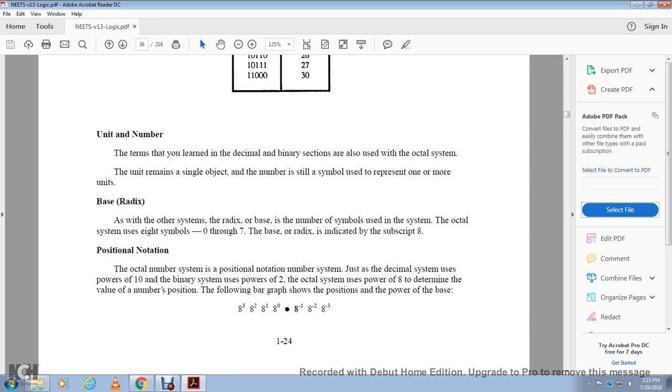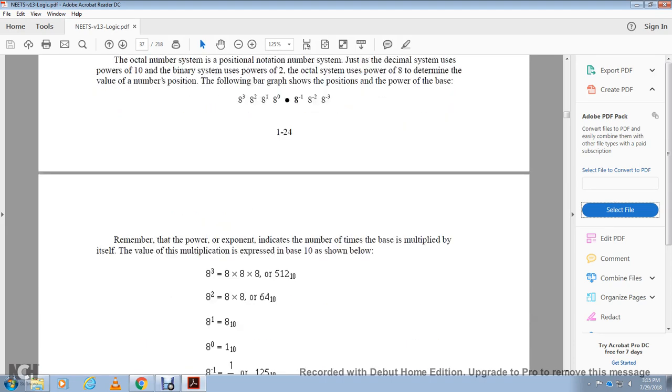Positional notation. The octal number system is a positional number system. Just as in the decimal system you use powers of 10, and in the binary system you use powers of 2, in the octal system you use powers of 8 to determine the value of a number's position. The following chart shows the positions and powers of the base: 8 to the third, 8 to the second, 8 to the first, 8 to the 0, radix, 8 to the negative 1, 8 to the negative second, 8 to the negative third.